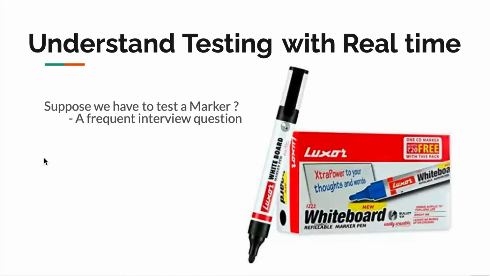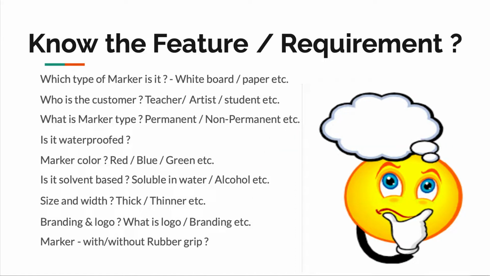Perfect, let's get started. So first of all, you need to know the feature or requirement. So you should ask questions of the interviewer, like which type of marker it is, whether it is whiteboard, paper, etc. Then again, who is the customer, whether it is teacher or artist or a student. Again, what is the marker type, whether it is permanent or non-permanent, whether it is waterproof or not. Then what is the color of the marker, whether it is solvent. So you can ask n number of questions based on your requirement or based on the topic.